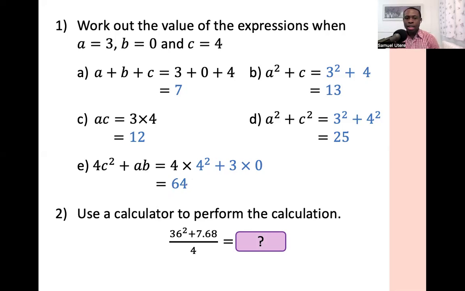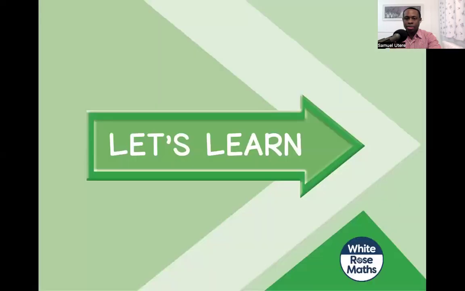Next, we're asked to use a calculator to perform this calculation. If we want to use a calculator to do this, we must use the fraction button, and then we'll use the arrow key to push the cursor to the top of the fraction display. We'll key in 36, then squared, plus 7.68, and then we bring the cursor back to the bottom of the fraction display, and then we type 4. That gives us our result.